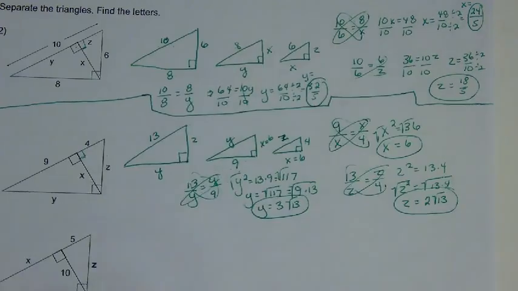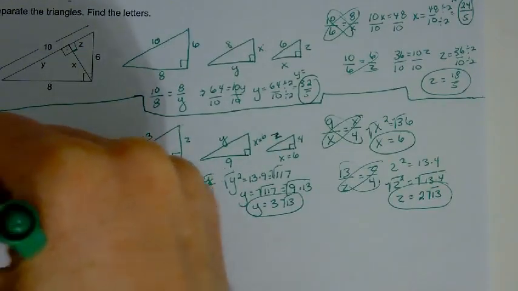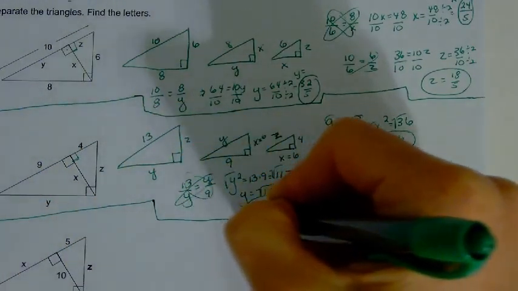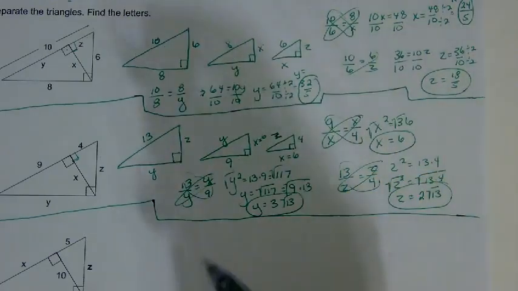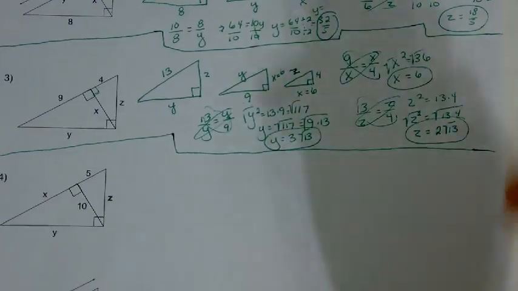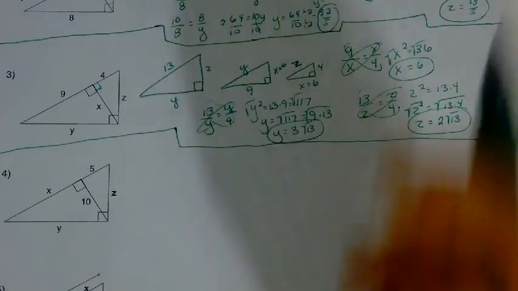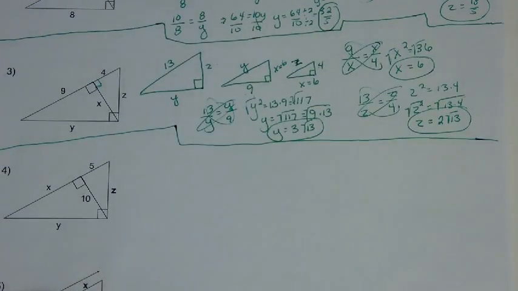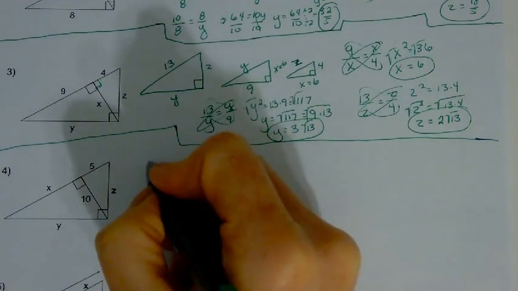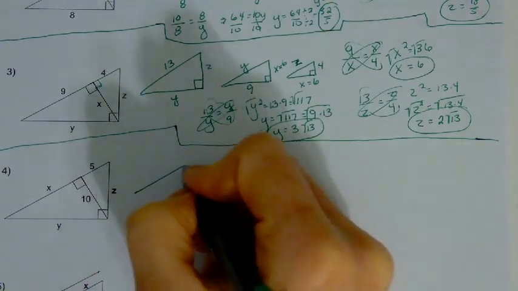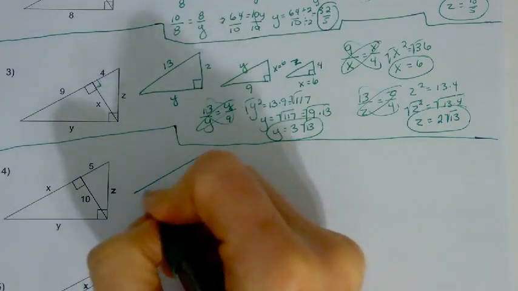Okay. Those are our variables for that one. Let's do number 4. At any time you feel like you need extra paper, just do it on a separate piece of paper and staple it to it when you turn it in. Okay. Again, I'm going to try to put my triangles up a little higher so I have room to do the work.